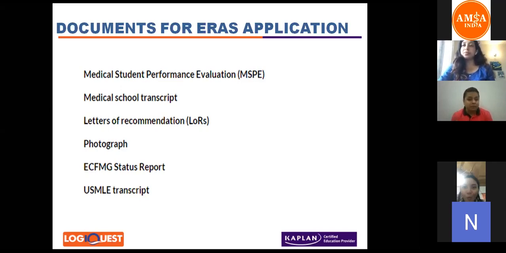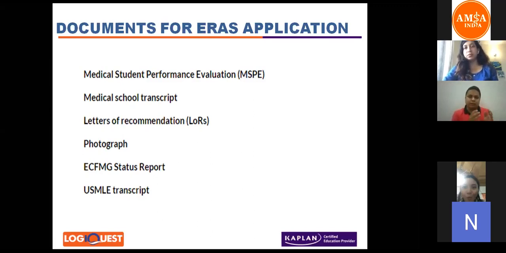Next is the medical school transcript. So all your 5 years, 4 years, or 4.5 years of the medical education that you've had, at the end of the year, you end up getting mark sheets, right?